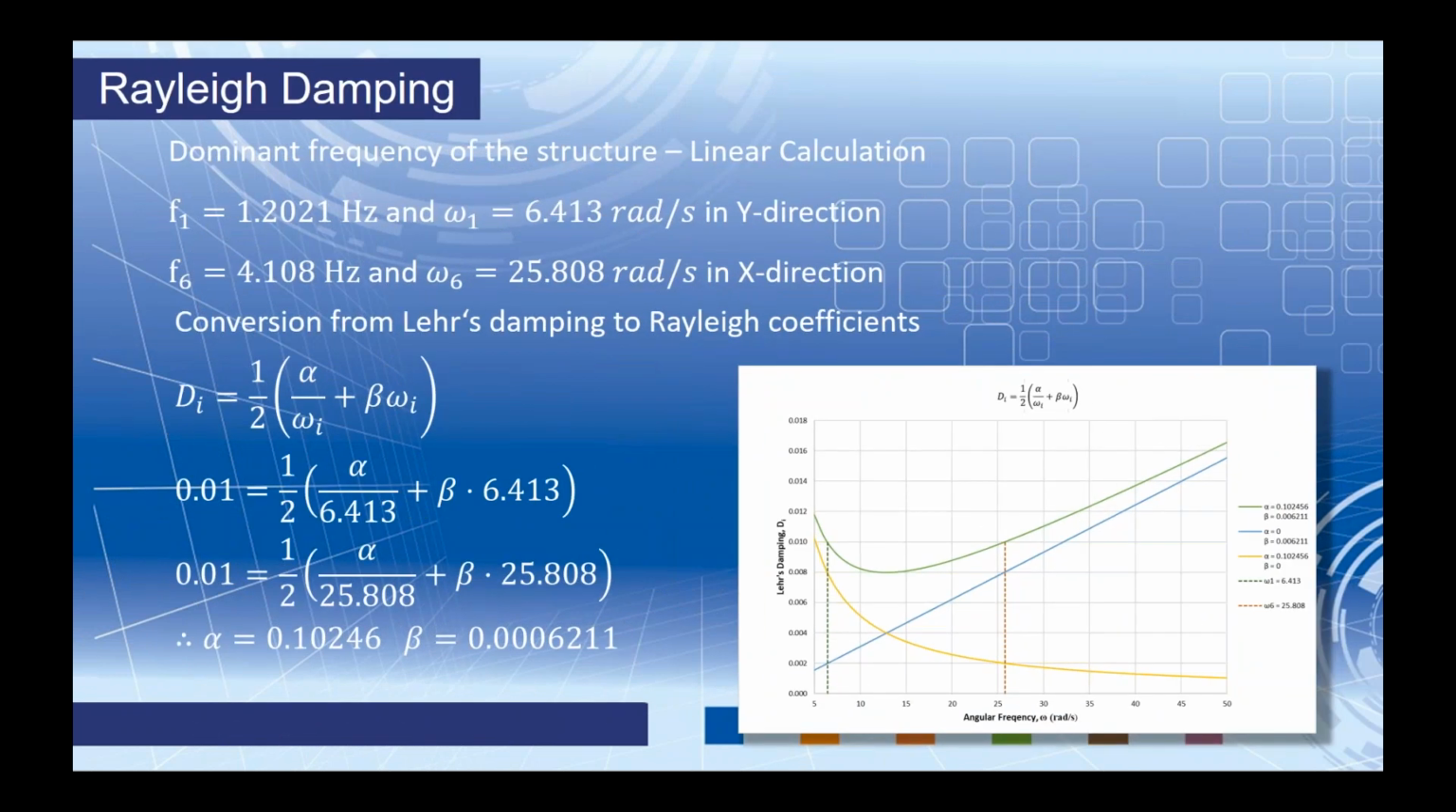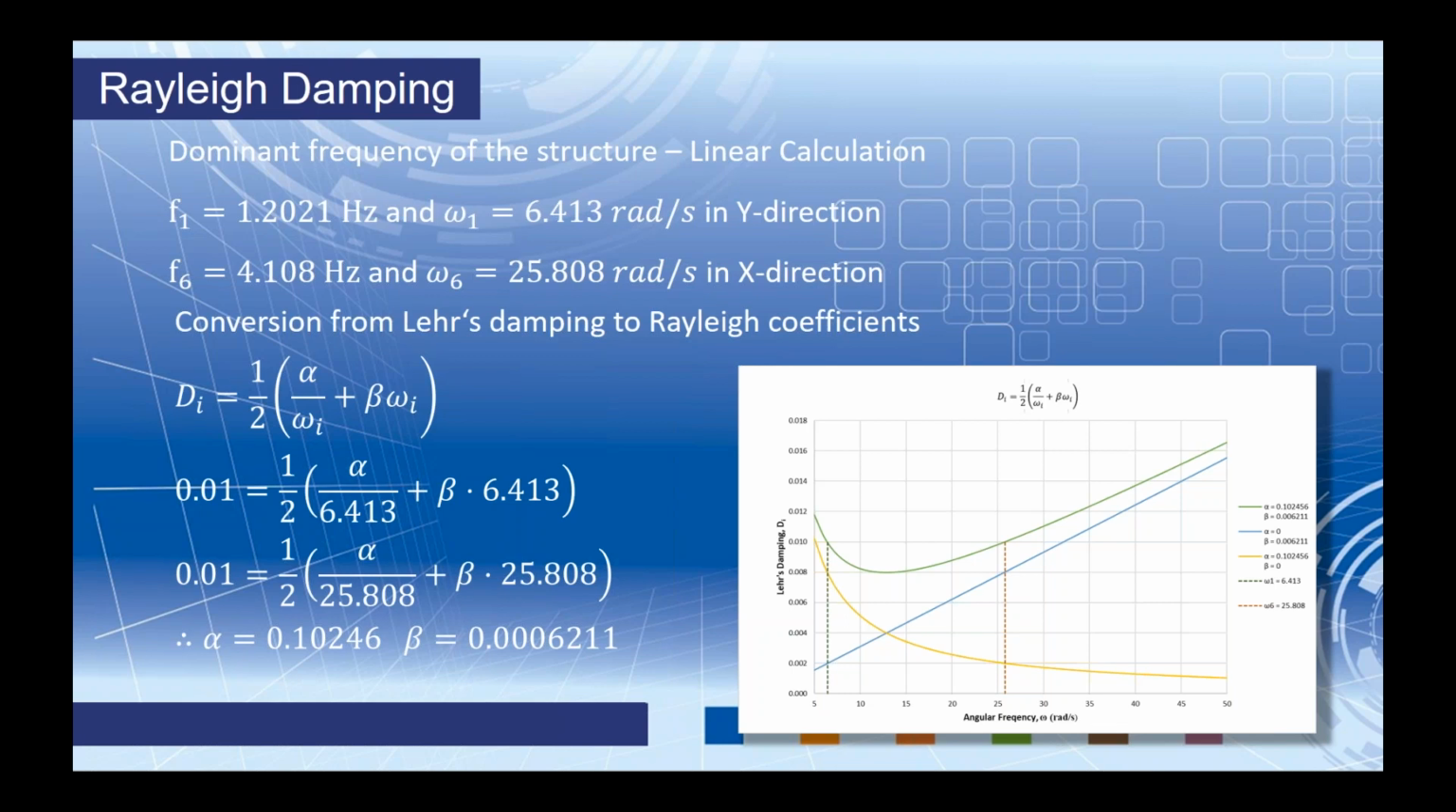For example, today's structure, I'd like to set the damping at 1% for the steel structure. Concrete might be something more like 5%. So the question is, how do we convert this Lehr's damping that we're also familiar with into Rayleigh damping? Well, it's actually quite simple.